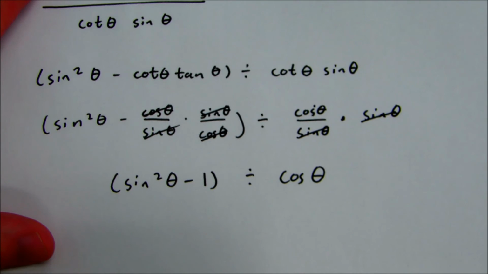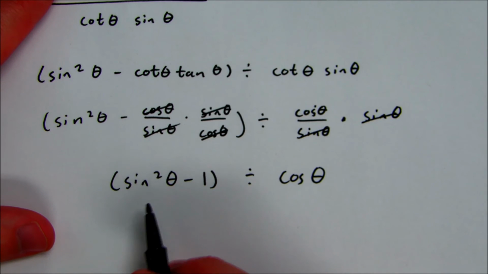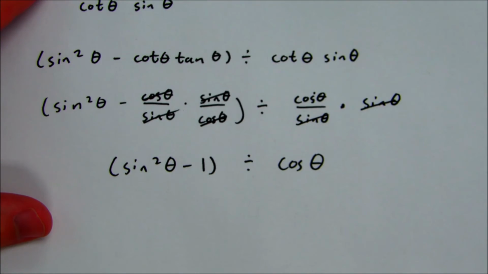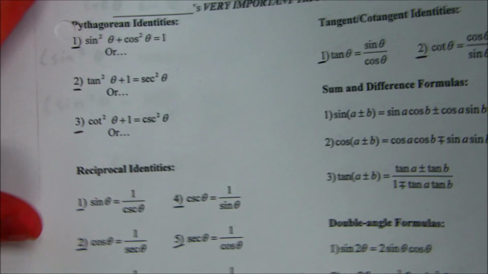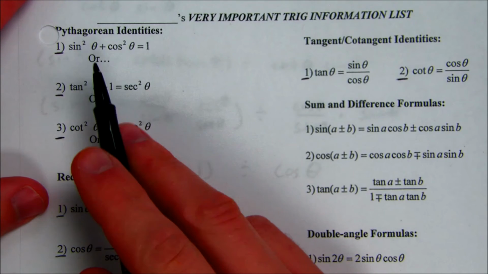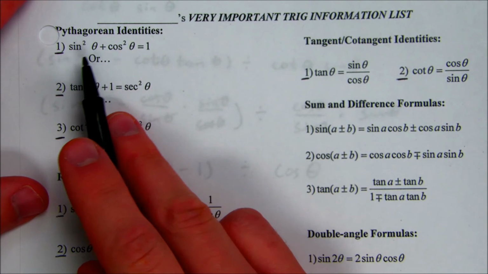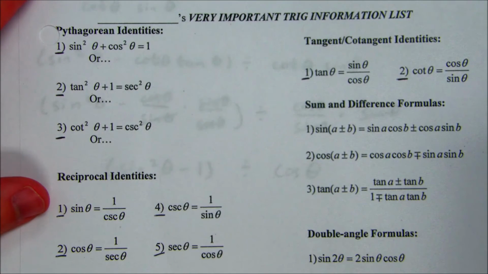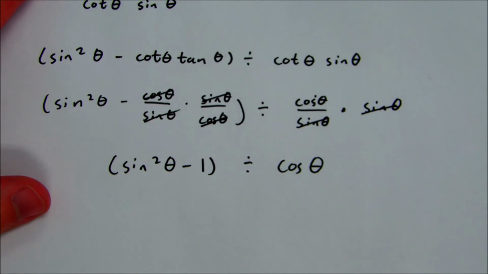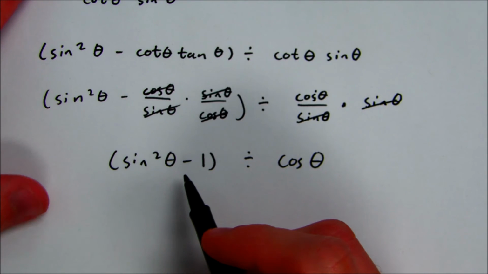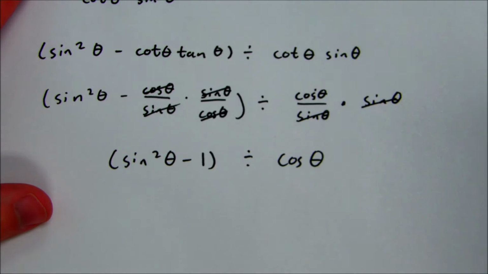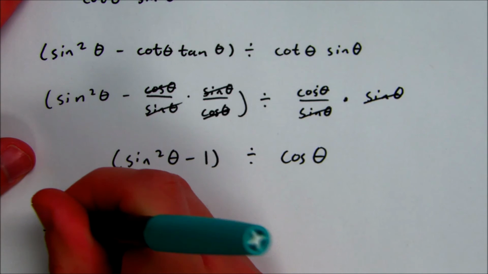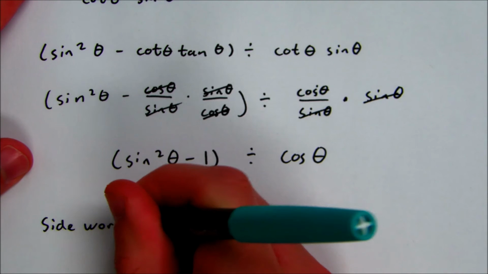Now, looking at the hint, I see a squared function. So I'm going to look at my identities and see what I have to work with. So sine squared is part of sine squared plus cosine squared equals 1. But I have sine squared minus 1. Here's what I'm going to do. I'm going to do a little side work, and then I'll come back to the original problem.